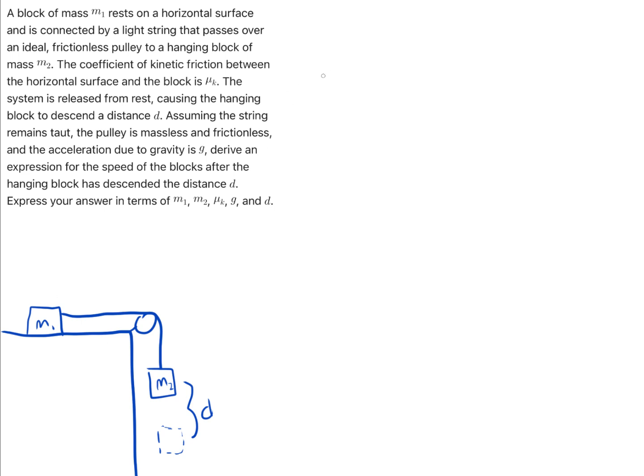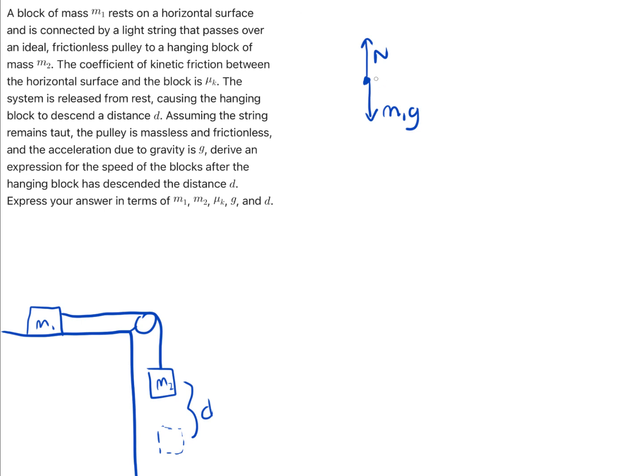So if we draw the free body diagram for block 1, say that this is the center of block 1, then block 1 has the following forces. Here we have the normal force that points up, and the normal force is from its contact with the surface. And then pointing downwards, we have the block's weight, which is given by m1 times g.